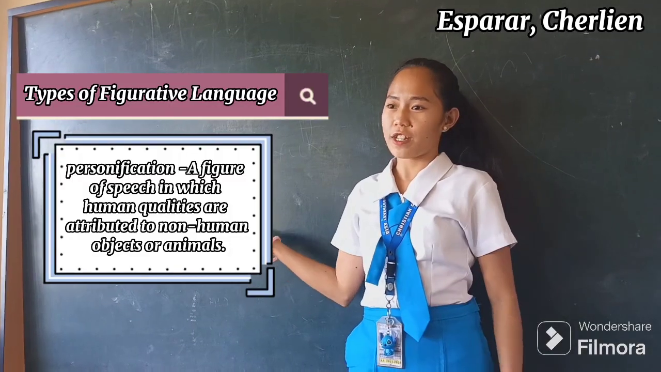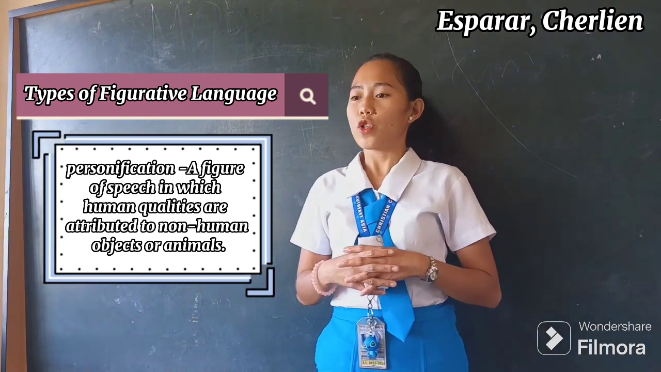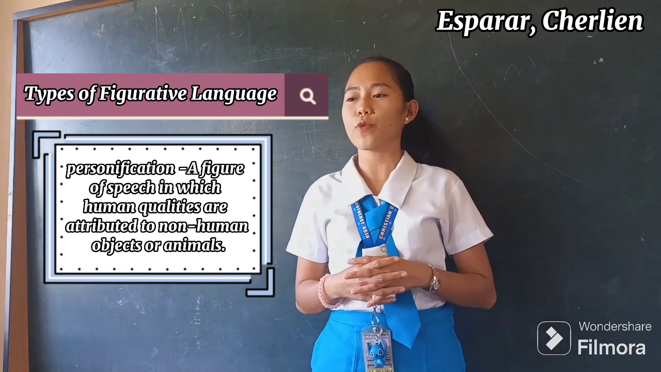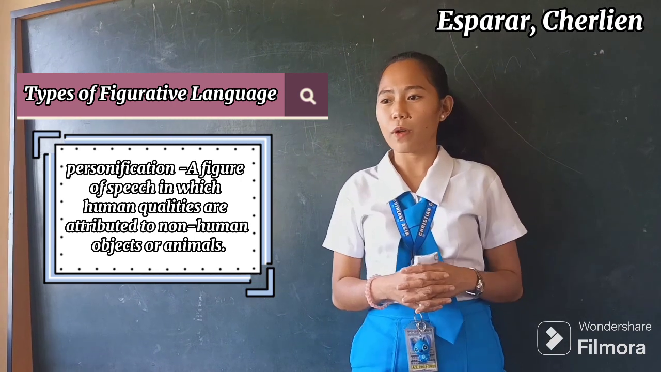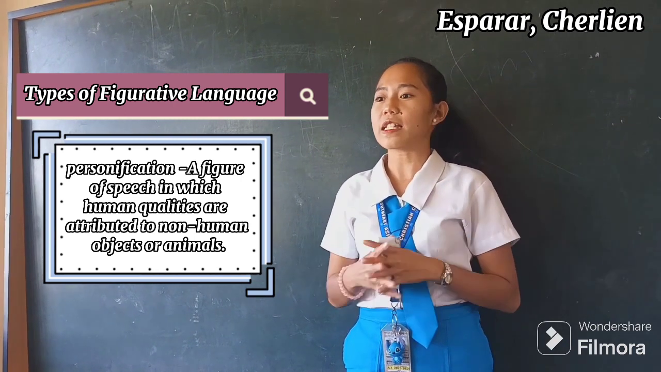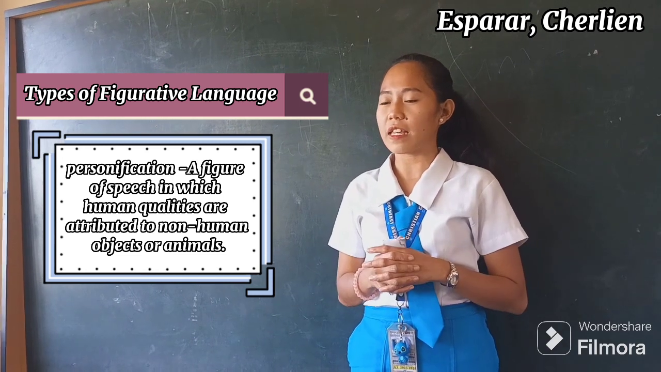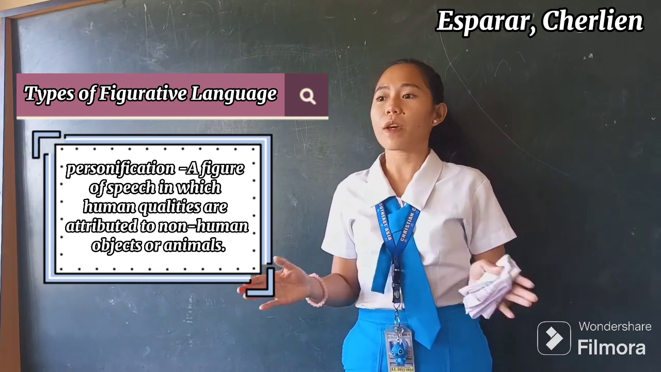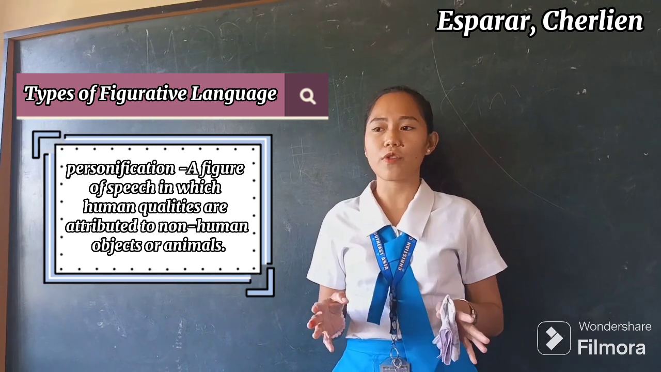Next, the personification, a figure of speech in which human qualities are attributed to non-human objects or animals. Example, the chair wailed in pain when the hammer smashed it. The tree's limb cracked and groaned when lightning hit it. My heart jumped when my daughter entered the room in her wedding dress.